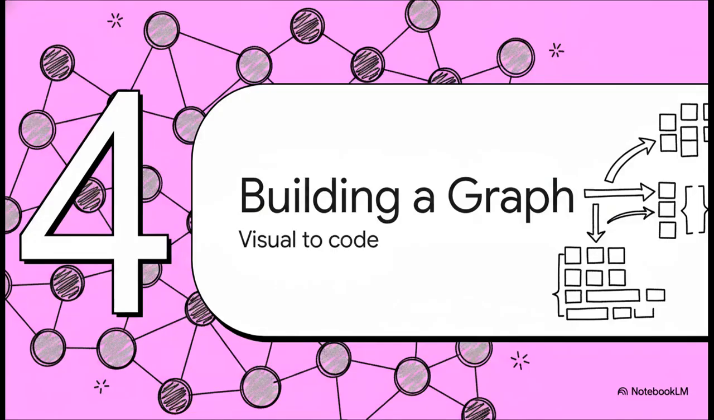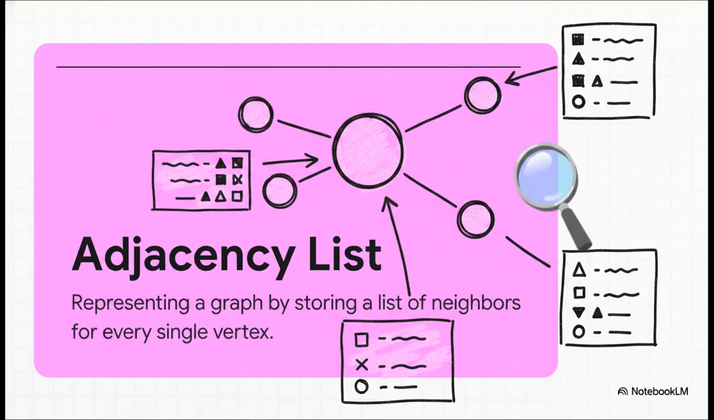All right, Section 4, How to Build a Graph, bridging the gap from our visual model to actual code. Okay, drawing circles and lines on paper is awesome for our human brains, but computers need highly structured data. To represent this visual network inside a computer, the absolute most popular and efficient method is using what's called an adjacency list. The concept is wonderfully straightforward.